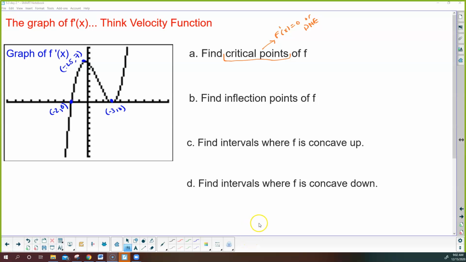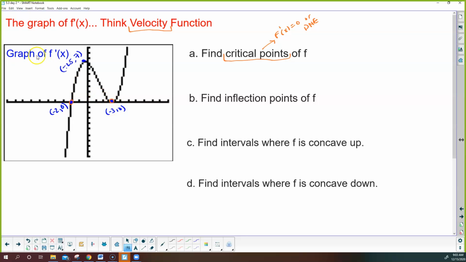Okay, so the way we find these, the thought process doesn't change. We have to change our thinking with how we view the graph. So in this problem, we are given the graph of f prime. You could think of this as the graph of the velocity function because it's the derivative. So if I want to find the critical points, we know that critical points occur when the derivative is equal to 0 or does not exist, and there's basically two of them. Right?